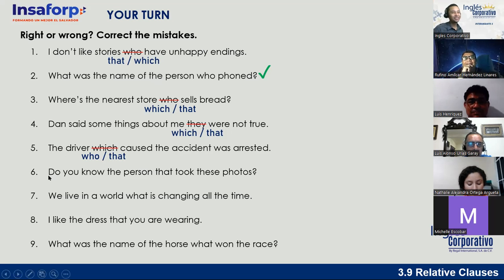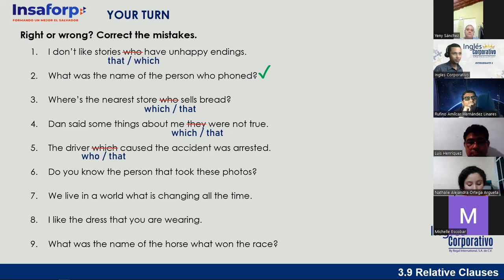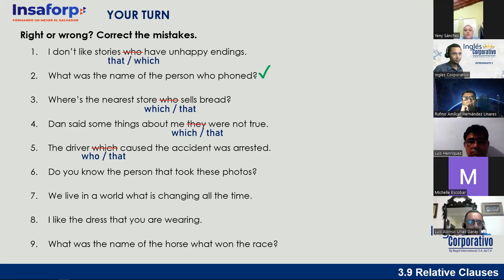Number six. Who wants to try? Do you know the person that took these photos? Is this right? Is this wrong? And if it's wrong, what corrections will you make? Jenny. Do you know the person who took these photos? Okay, that would be correct.